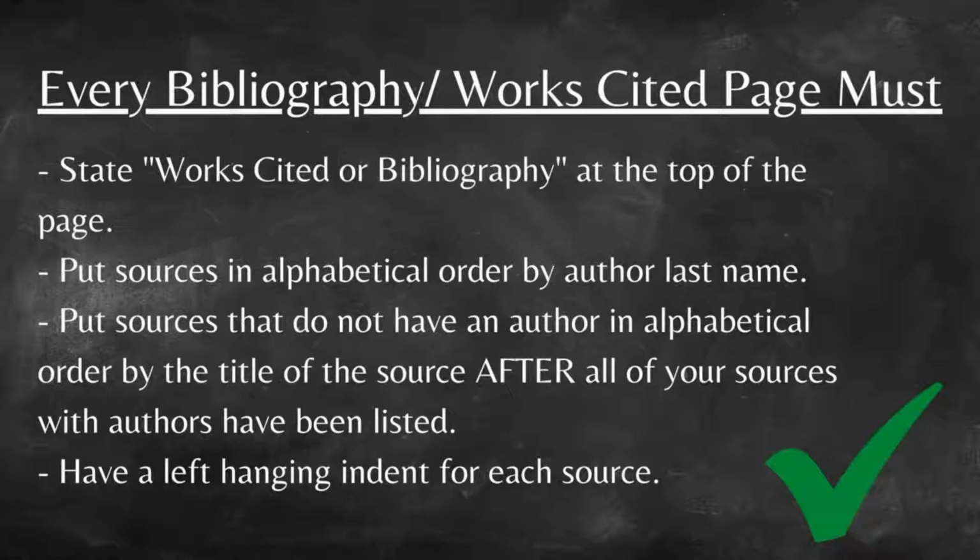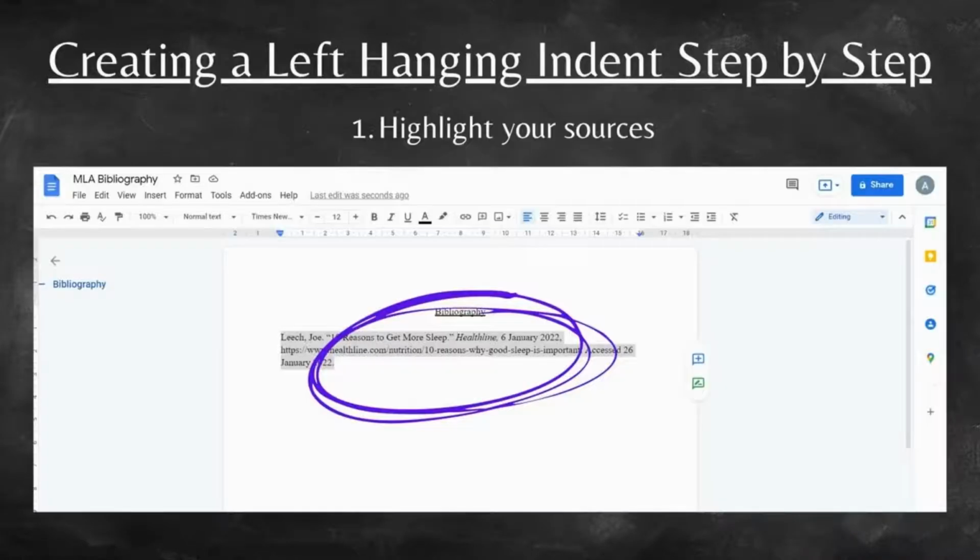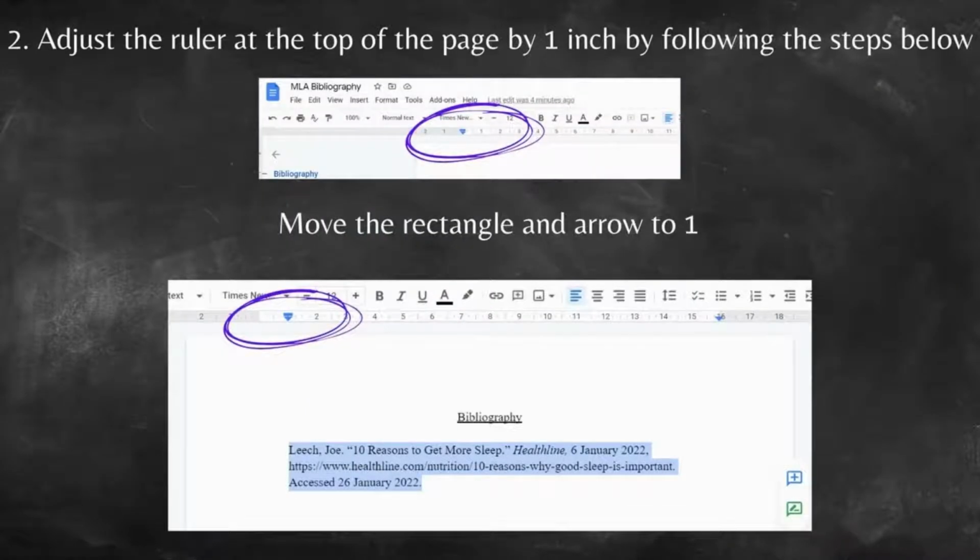Just in case you haven't created a left hanging indent before, we're going to quickly run through how to do that. The first thing you need to do is highlight the source itself. You can highlight all of your sources once you've put it all together in your bibliography. Whatever you're highlighting is going to be taking on the formatting and adjusting that we're doing. You'll notice that there's a little blue triangle and a rectangle on top near that ruler at the very top of the page. That's what we're going to adjust to do this left hanging indent. The first thing you want to do is bring that triangle over to number 1. Move that arrow to number 1 there.